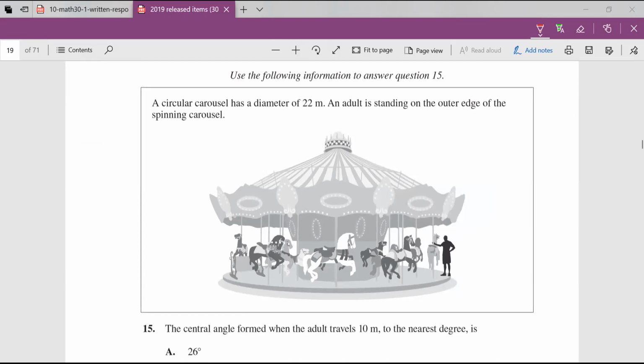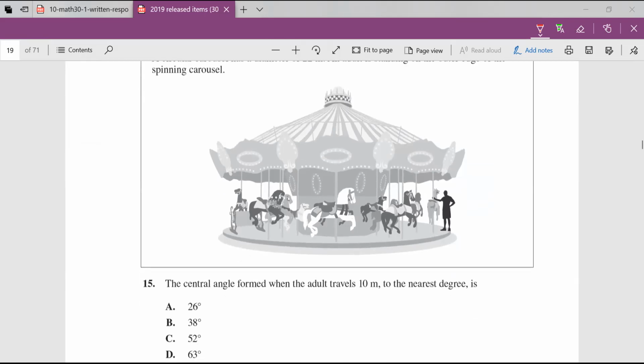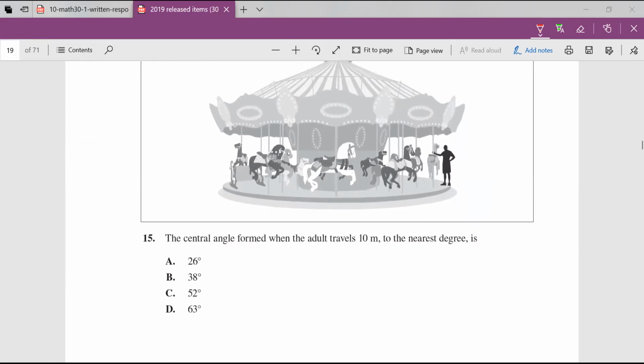Then what it says is the central angle formed by the adult when the adult travels 10 meters, to the nearest degree. So as soon as I see that, what I'm going to say to myself is this is arc length. So I go to my formula sheet, and I always write arc length like this, just because that's how I think it was taught to me 1,000 years ago. And I sub in what I know. Well, the adult traveled 10 meters. Well, that's your arc. We're looking for theta. And the radius, well, it told us the diameter was 22. So that tells me the radius is 11.